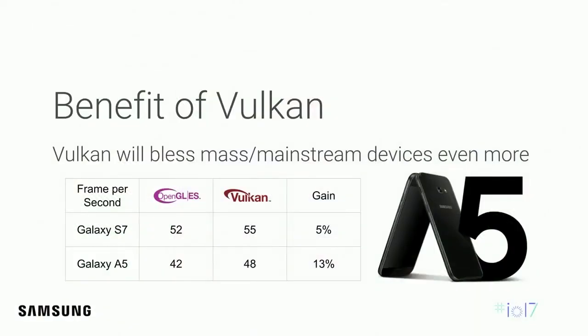One more thing, Vulkan will help more with mass mainstream devices. We tested one of the Vulkan games on both the Galaxy S7 and the A5 2017 model, and saw more performance gain with the A5. Even flagships show better performance, but Vulkan will boost more with mass products. So Vulkan is not only a flagship feature anymore. We are all ready to develop high-fidelity gaming; Android devices, technologies, and platforms are all set up.